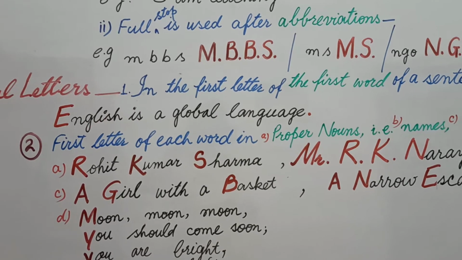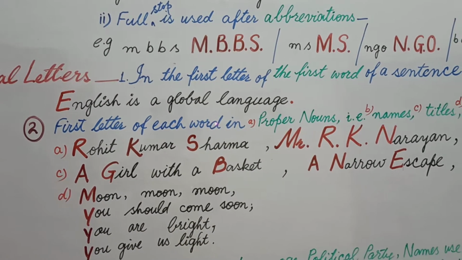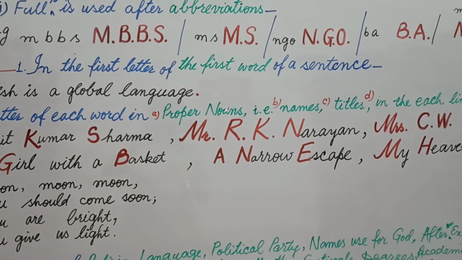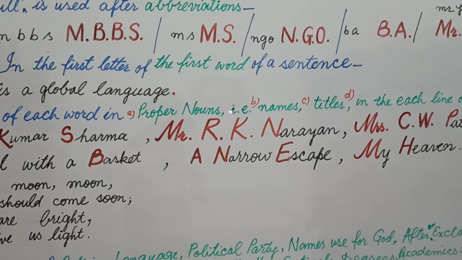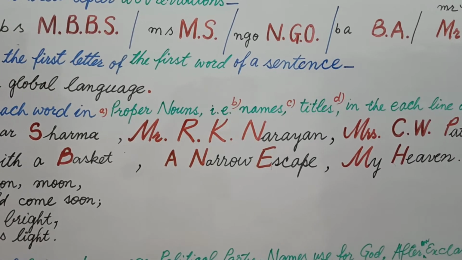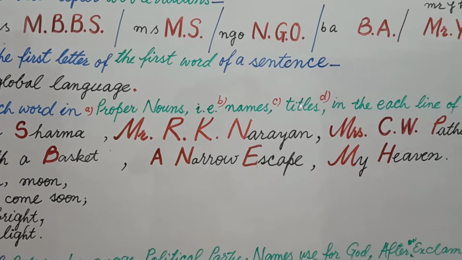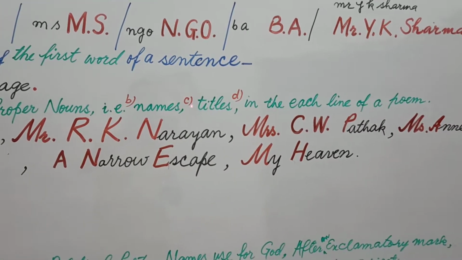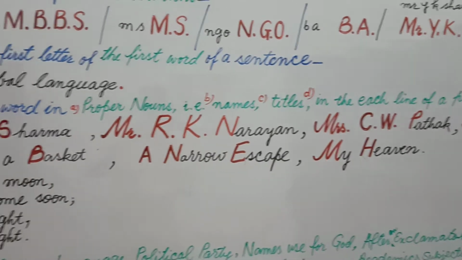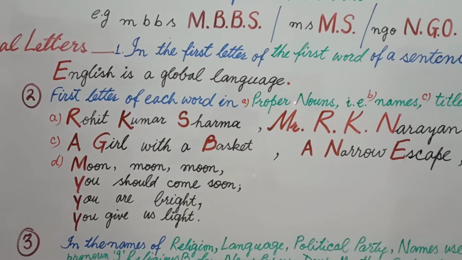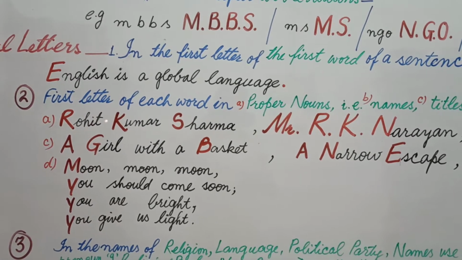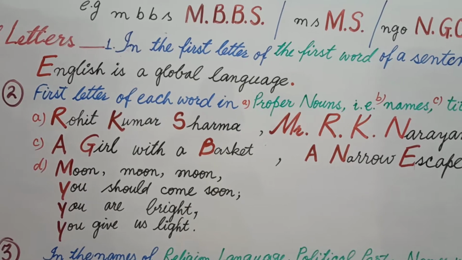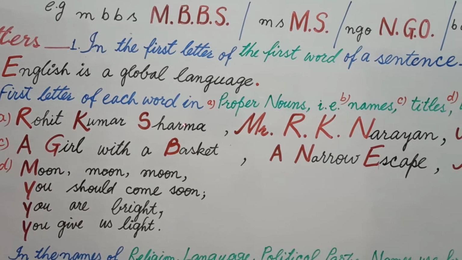Students, now let's see. The first letter of each word should be capital where there is a proper noun, their names. Proper nouns and names are the same thing, but I wrote it again to make you understand. Titles: title means names of the chapters, and each line of a poem. Now these are given in A, B, C, D. Let's see. A means proper nouns. Rohit Kumar Sharma. Now students, R capital. The first letter of each word should be capital. Kumar, K capital. Sharma, S capital.